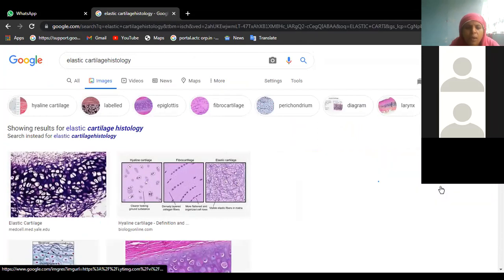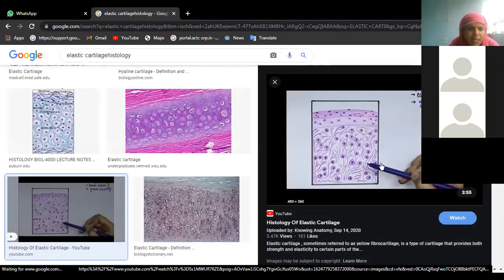When we draw elastic cartilage, the first thing you will see is the outermost covering, which is called the perichondrium. When you go inside, you will have the matrix. Inside the matrix, we have elastin fibers which are highly branched. All these fibers we are seeing are elastin fibers. And in between, whatever spaces you are finding are actually lacunae.